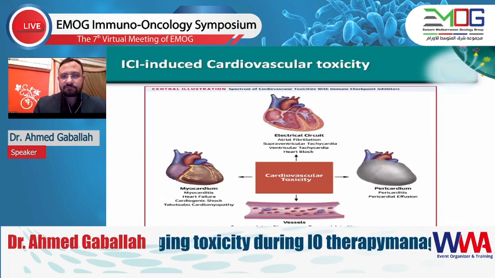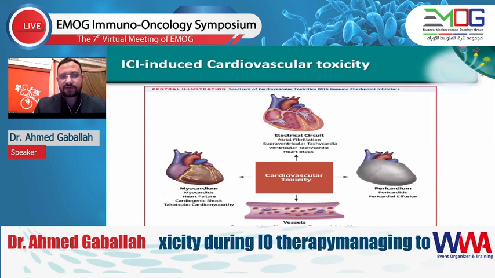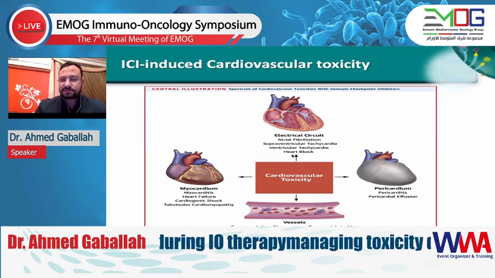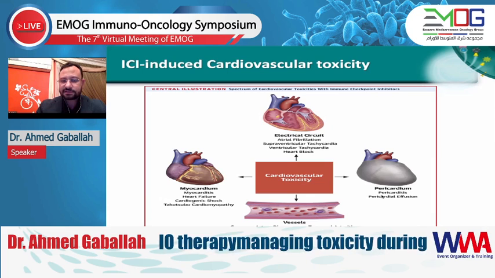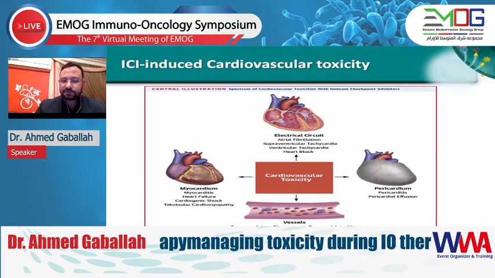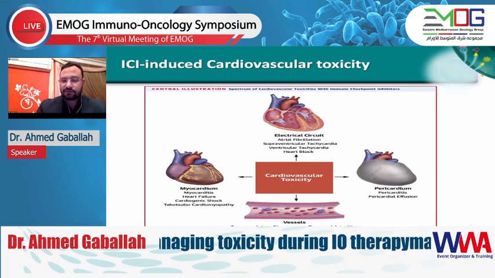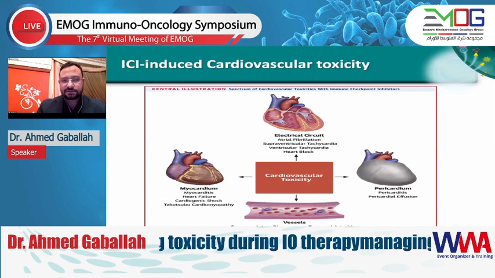What about the cardiovascular system? It can be affected by immune checkpoint inhibitors. Yes, we have immune checkpoint cardiovascular toxicity in the form of arrhythmias. We can see arrhythmias, myocarditis, pericarditis, and also vascular problems like coronary artery disease. We can have temporal arteritis and persistent headache. We can have cerebral vasculitis. We can have hypertension. All these are immune mediated.